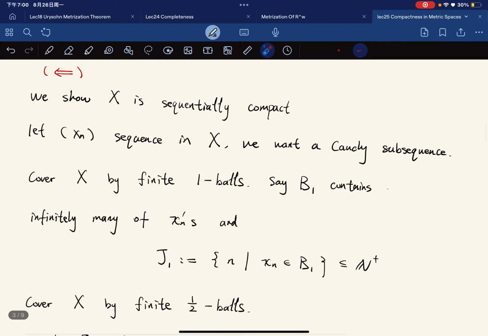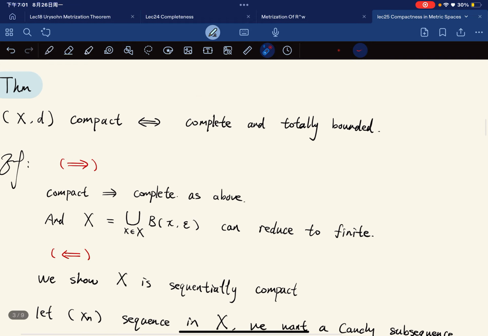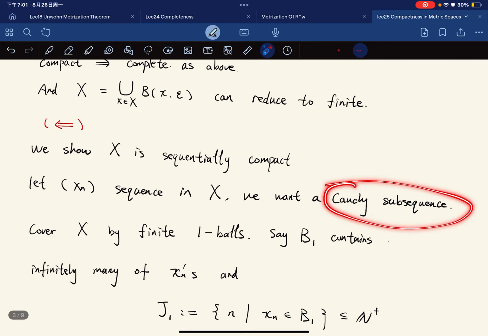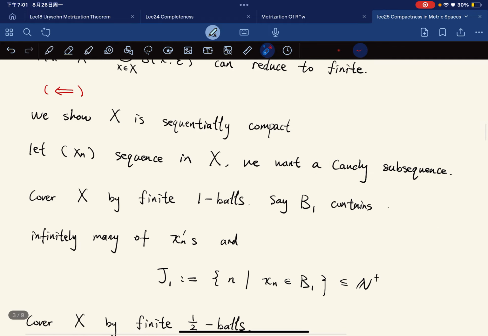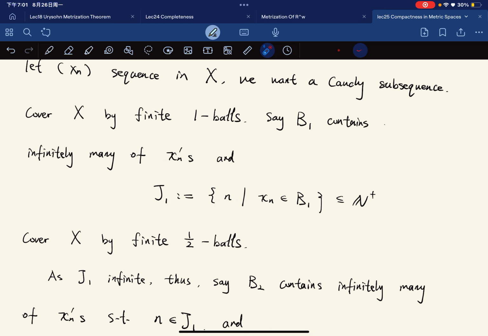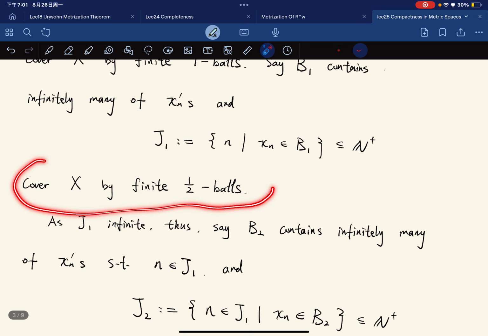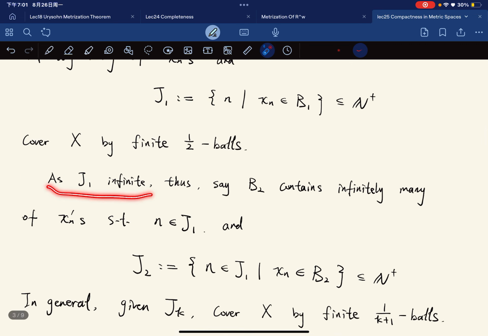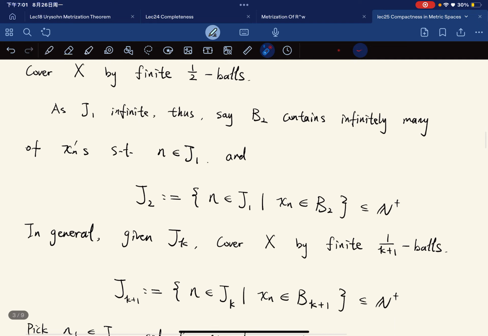And so we want that for any sequence, we want a Cauchy subsequence, right? If it's a Cauchy subsequence, because X is complete, we have a converging subsequence, okay? So we just cover X by finitely many 1-balls. So one of the balls must contain infinitely many of the Xn's, right? So let J1 be all the n such that Xn is in B1. Now we again cover X by finitely many 1/2 balls. As J1 is infinite, one of them, say B2, must contain infinitely many of the Xn such that n is in J1, right? And we define J2 to be all the n in J1 such that Xn is in B2.